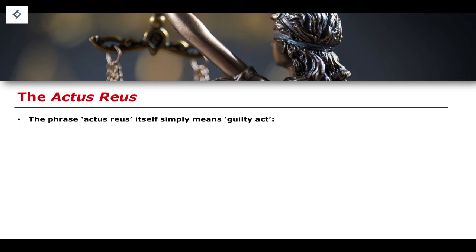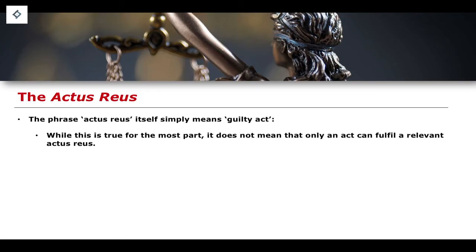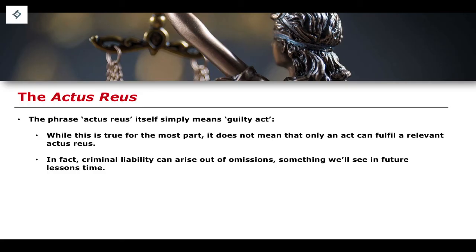Beginning first then, the actus reus. The phrase itself, if we were to just translate it, simply means guilty act. While this is true for the most part, it doesn't necessarily mean that an act is required to fulfill an actus reus for an offence. We will get to omissions in the future.